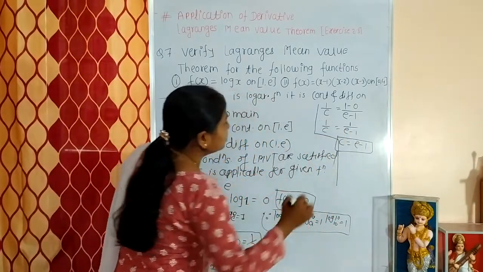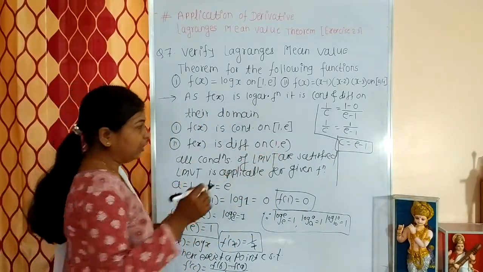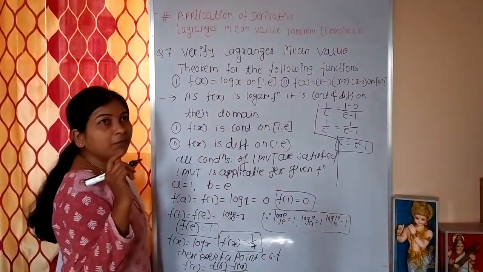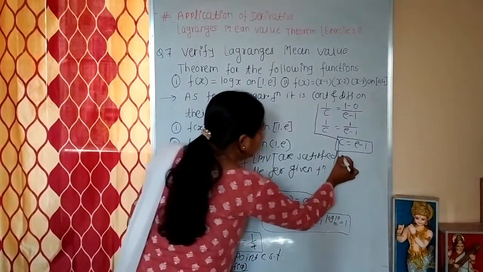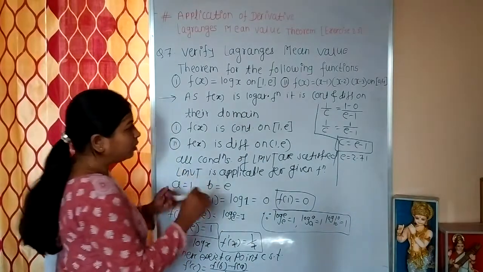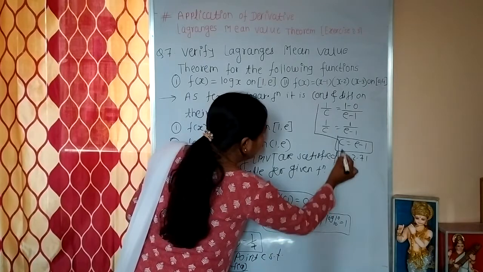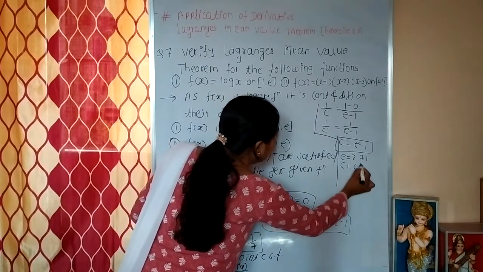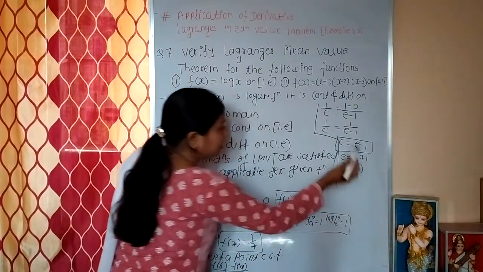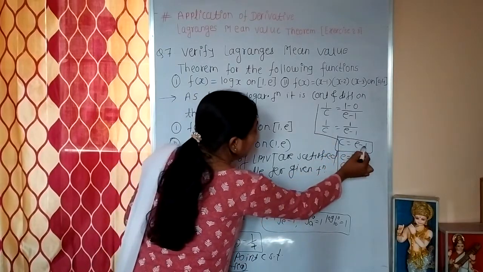Whatever value of c we get, we see whether it lies in the interval between 1 and e or not. The value of c is e minus 1. Then what is the value of e? The value of e is 2.71 something. Okay, and we want the value of c to lie between 1 and e, that is, greater than 1 and less than e. The value of e is 2.71. Then here the value of c is e minus 1.